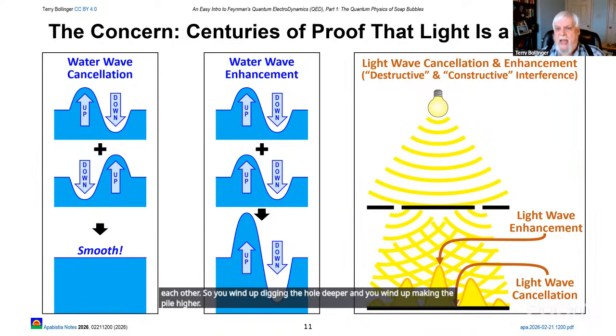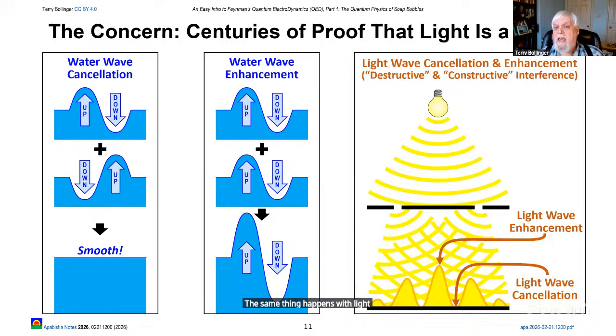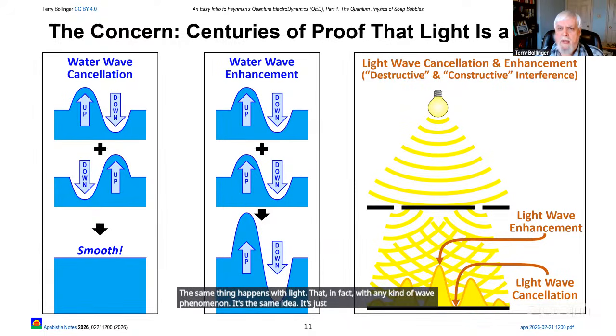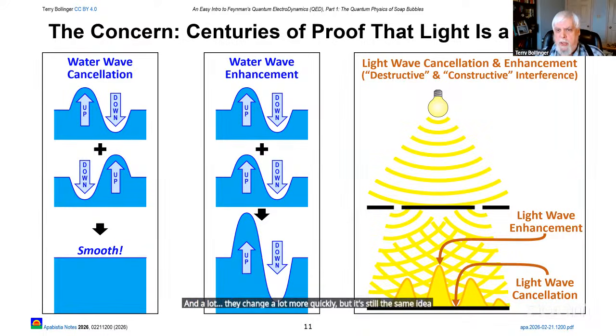The same thing happens with light. In fact, it happens with any kind of wave phenomenon. It's the same idea. It's just more dynamic. Your piles kind of stay there for a while, so it's easier to visualize it when you're doing piles and holes. But it's the same idea. The piles are a lot faster and they change a lot more quickly, but it's still the same idea. So when you shine a light through two, and I'm simplifying some details here.